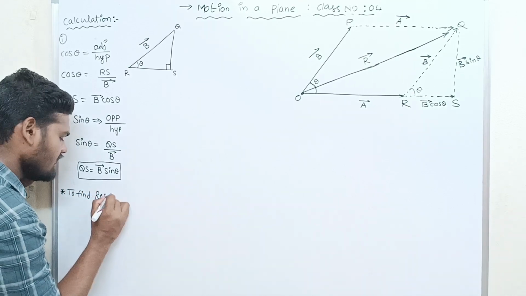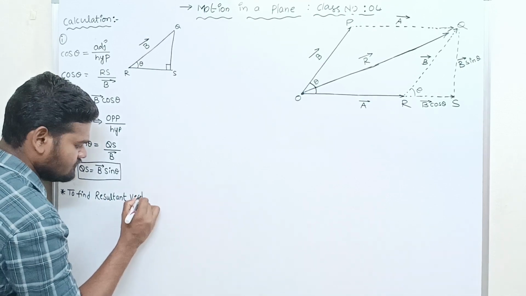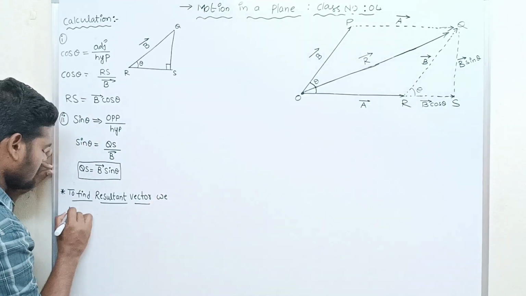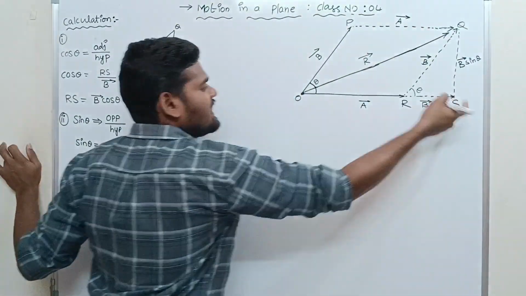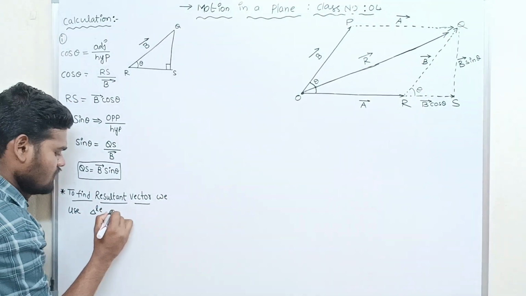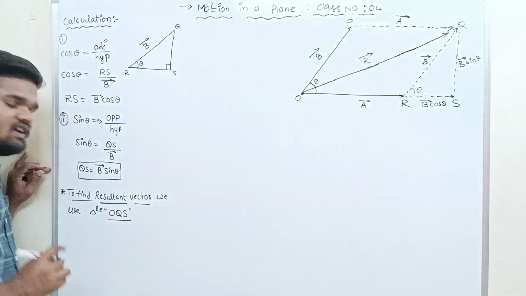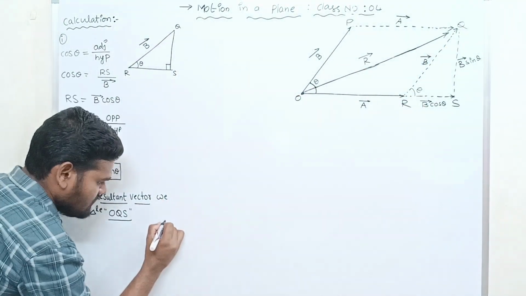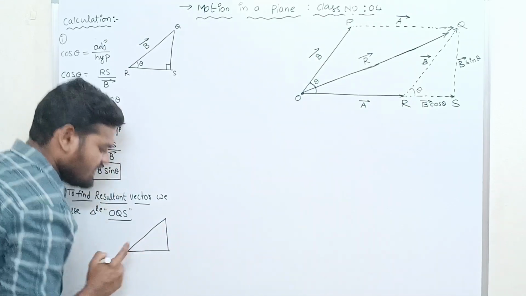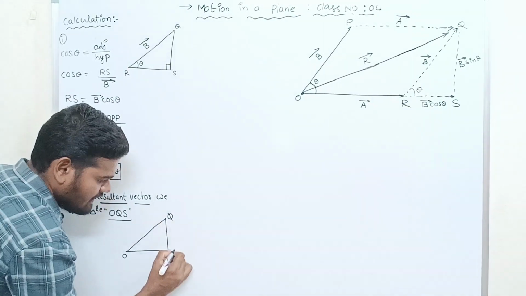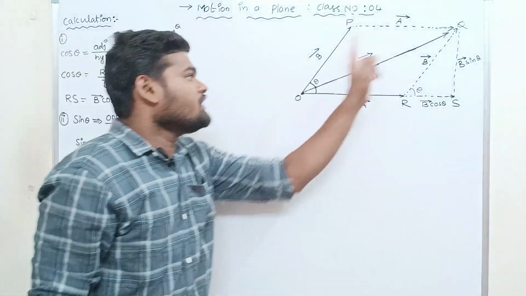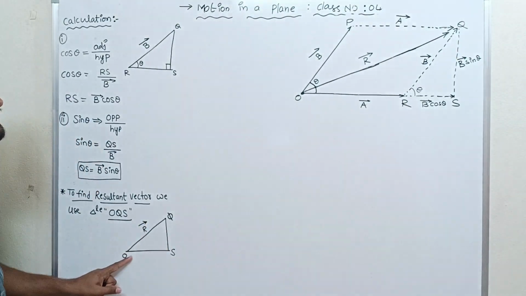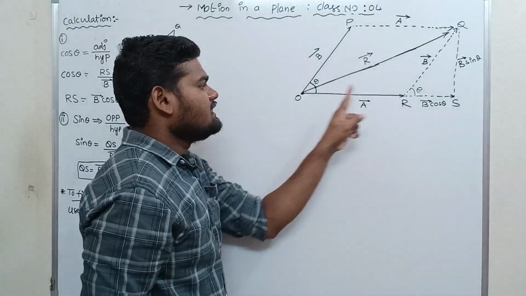Next, to find the resultant vector, we use the triangle OQS. Have a look, this is a big triangle OQS. This is a rough diagram of triangle OQS. What is OQ? OQ is nothing but the vector R bar. And what is OS? From here to here, vector A bar.